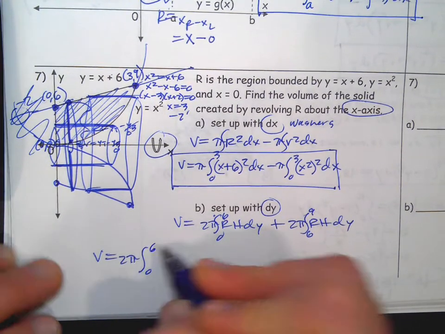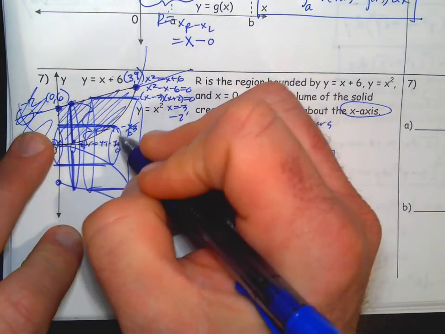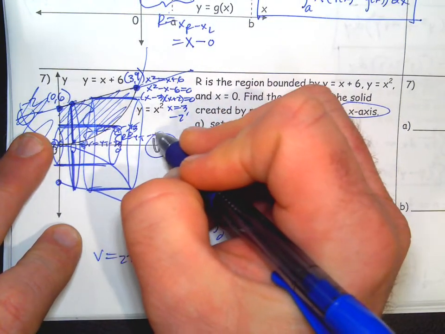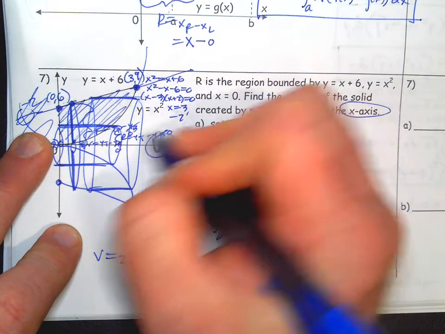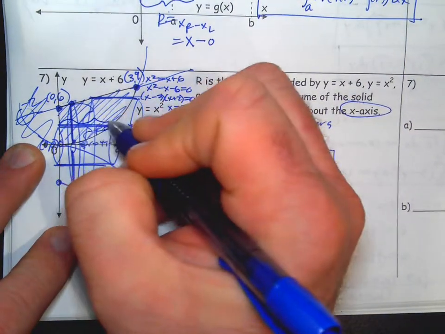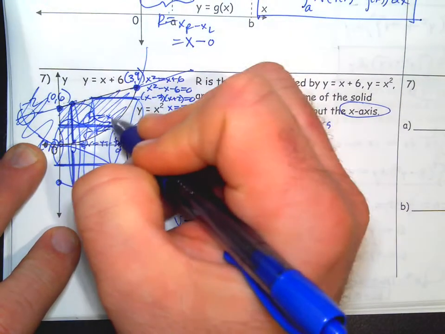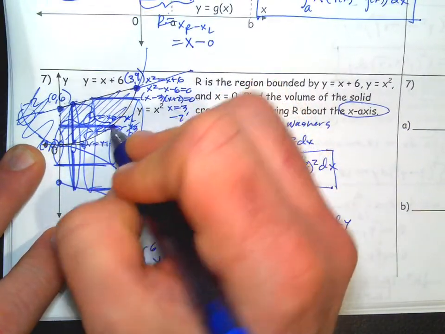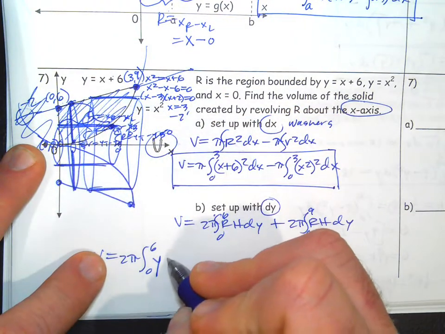0 to 6, this is the radius. It's y top minus y bottom. And y bottom is 0, y top is whatever y we're at. The height is x right minus x left. X left is 0. X right is this x coordinate in terms of y, which would be the square root of y.